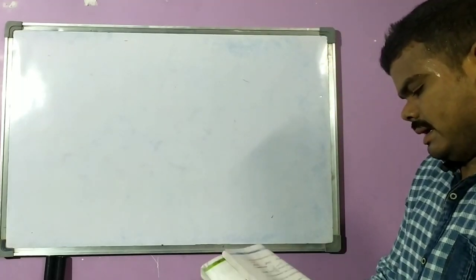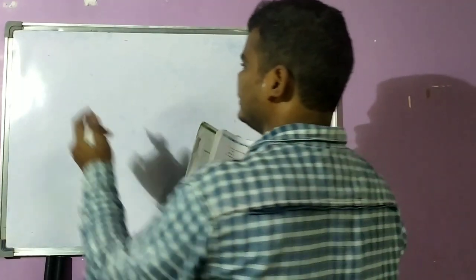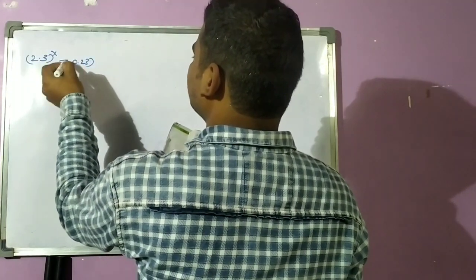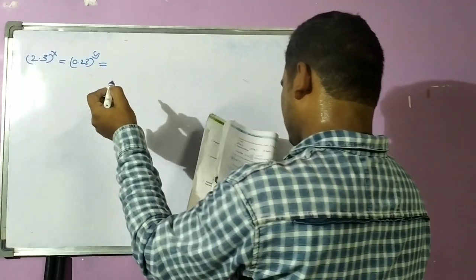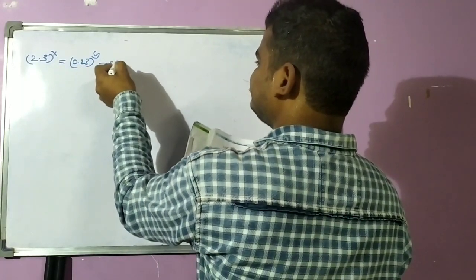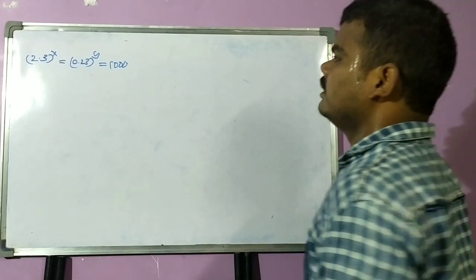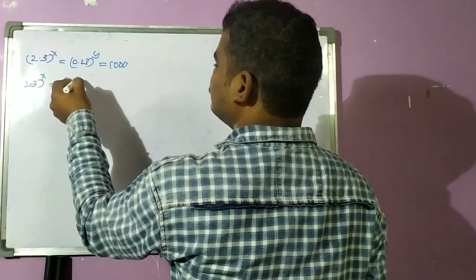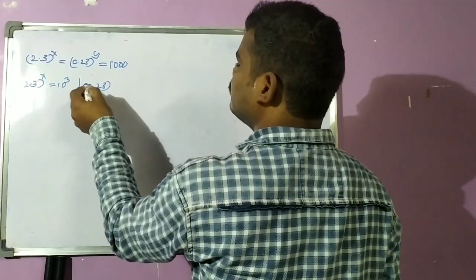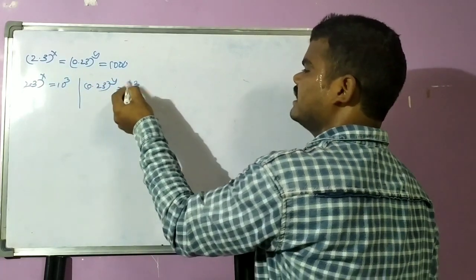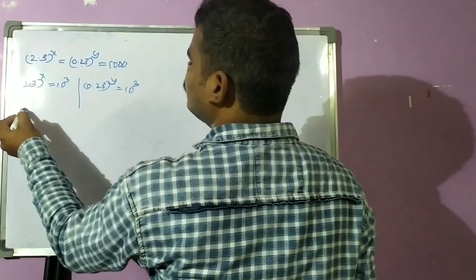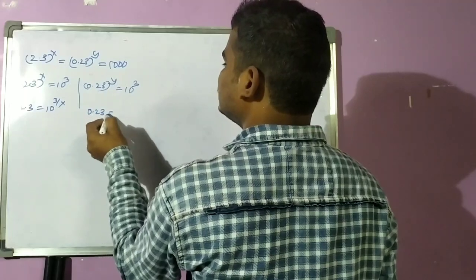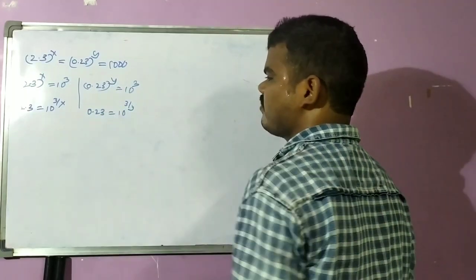Next one. 2.3 whole to the power of x equals 0.23 whole to the power of y equals 1000. See, 2.3 whole to the power of x is equal to 10 cube. Here 0.23 whole to the power of y is equal to 10 cube. Now 2.3 is equal to 10 to the power of 3 by x, and 0.23 is equal to 10 to the power of 3 by y.